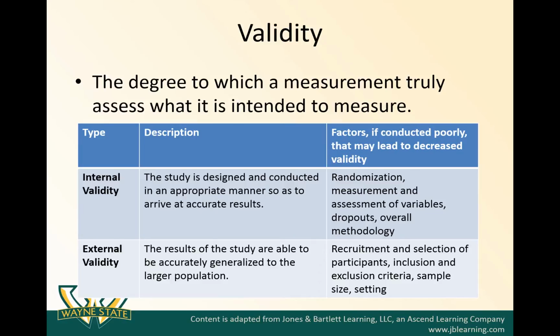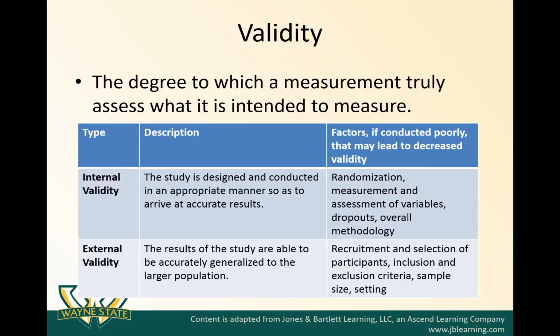So validity is particularly important because this is the degree to which a measurement truly assesses what it's intended to measure. There are two major types of validity, and you've heard this several times throughout the semester. The first being internal validity. And this means that the study is designed and conducted in an appropriate manner so as to arrive at accurate results. Factors that, if conducted poorly, might lead to decreased internal validity include poor randomization, measurement and assessment of variables, dropouts, and overall methodology.